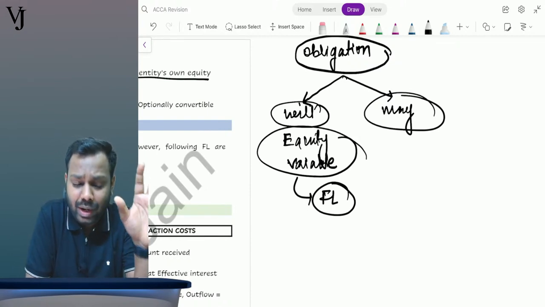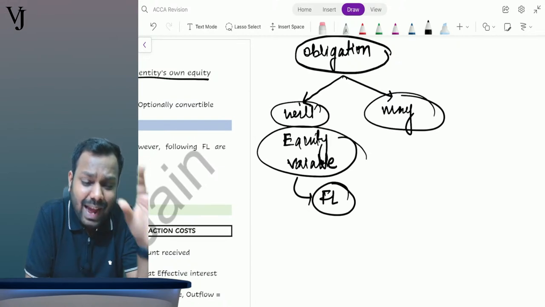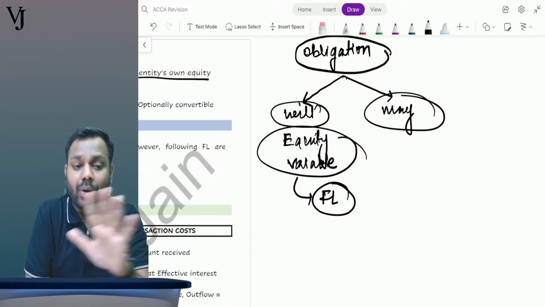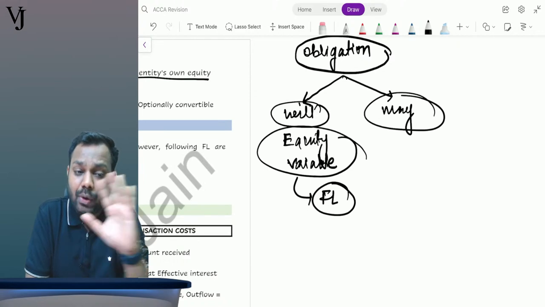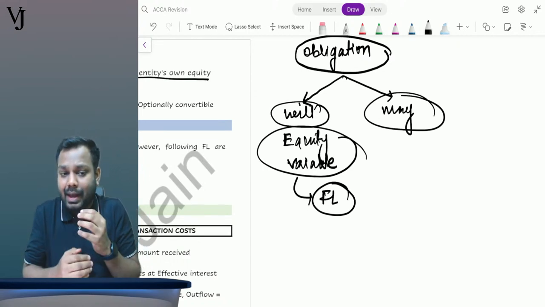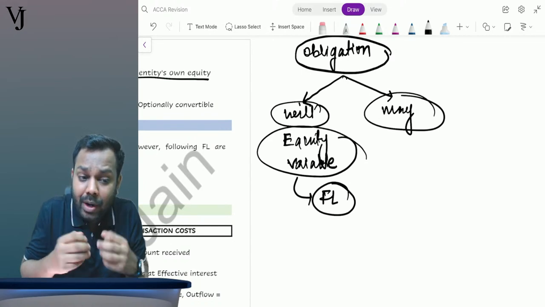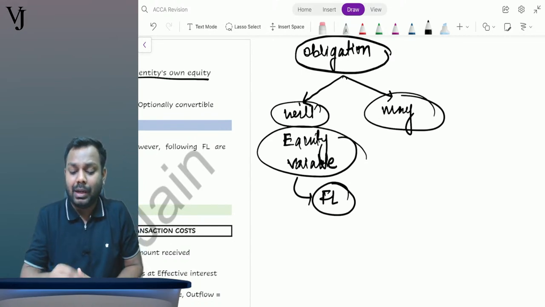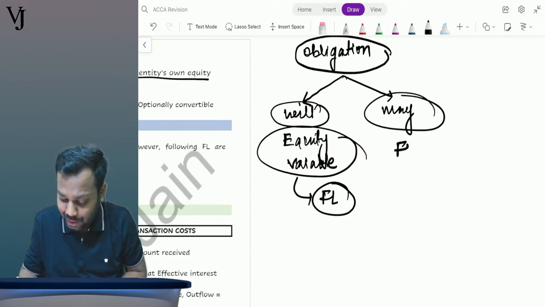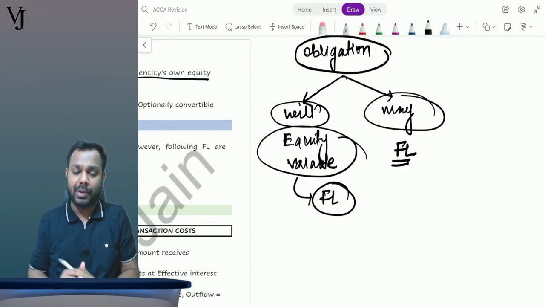If any of the instrument holders asks for cash, can I deny? No, I cannot deny. If I cannot deny, meaning thereby I become contractually bound under the contract to repay the same, and hence it becomes a financial liability.